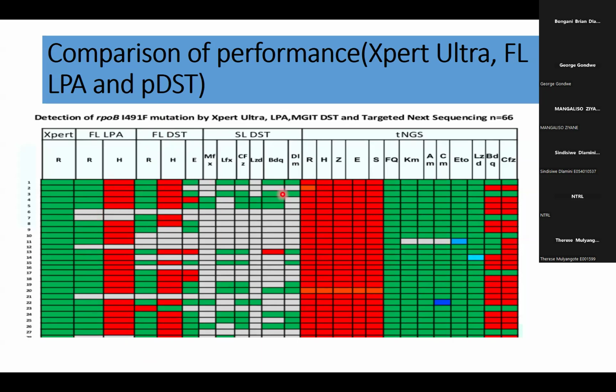When we did our sequencing, which is the biggest section, the first 5 here are all red. That means all these patients would have been treated as drug susceptible TB.